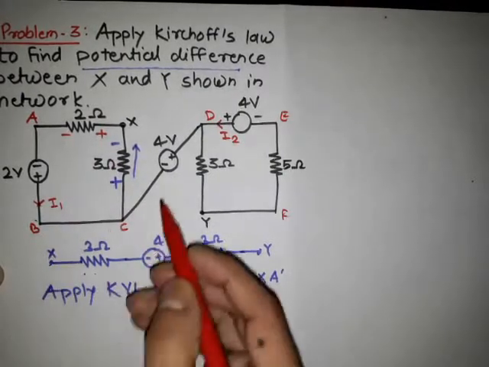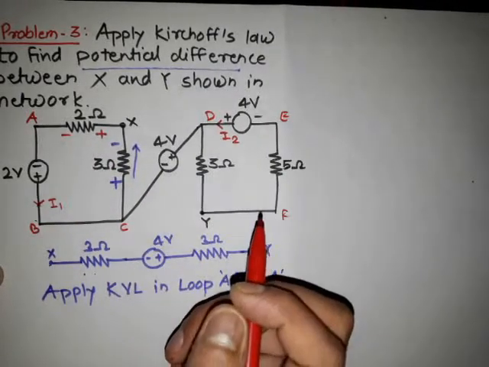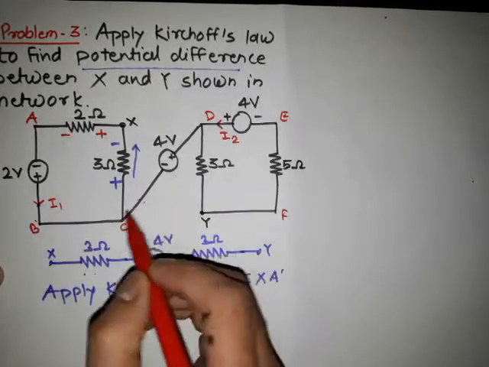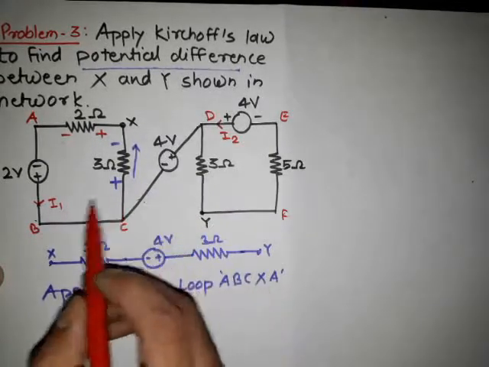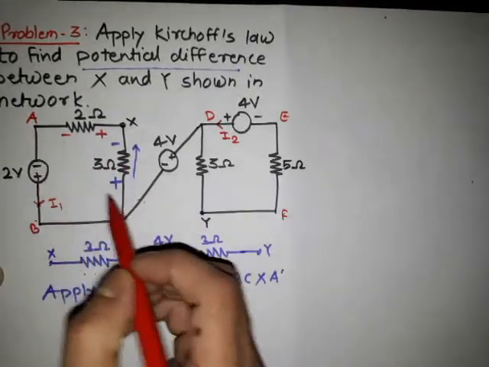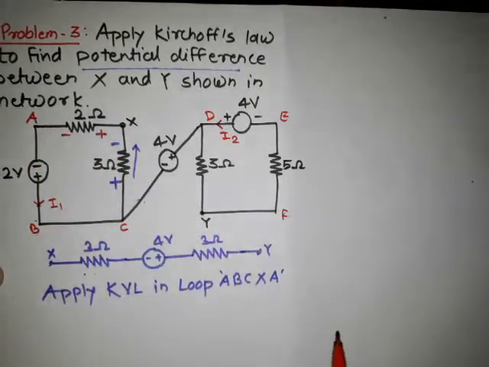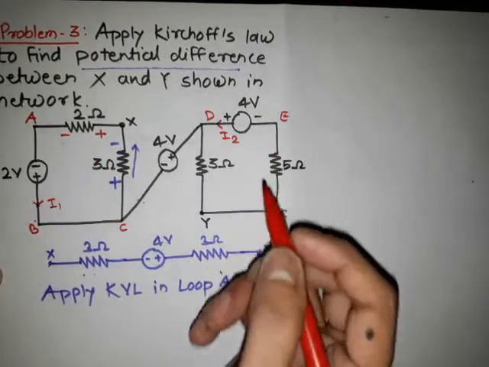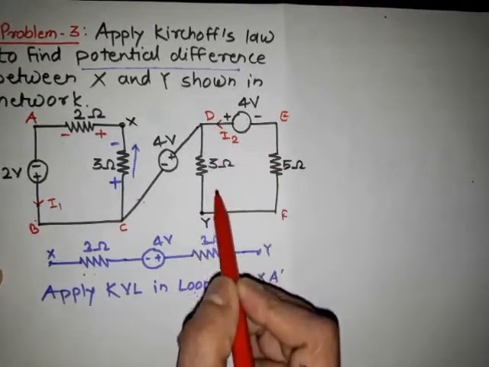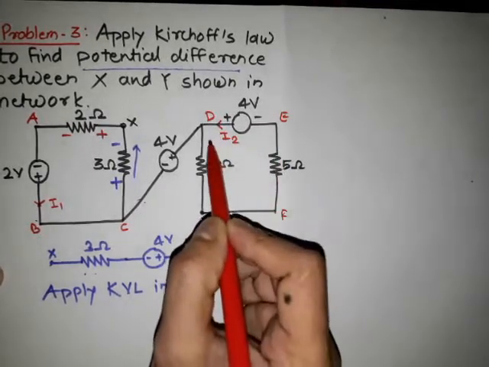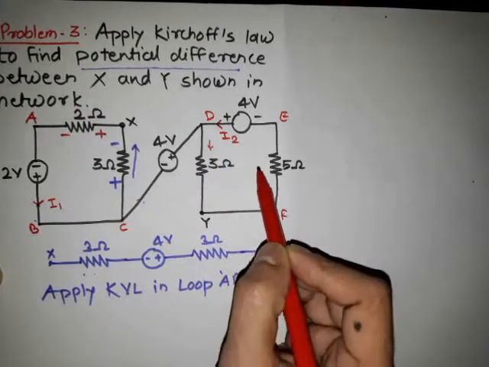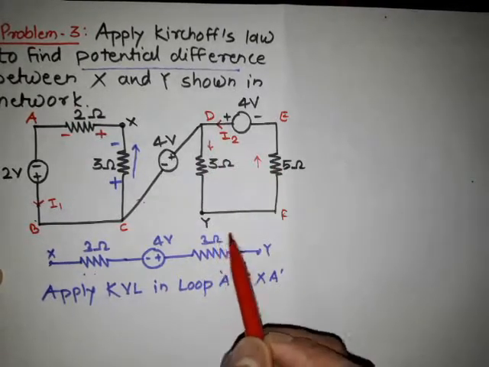This I1 current will not flow through this 4 volt source, because if it flowed through this source, the circuit would not be completed. Therefore I1 will flow only through this loop A, B, C, X, A. And here the sign conventions will be like this. This current is flowing in the clockwise direction, that means in this direction through the 3 ohm and through the 5 ohm like this.